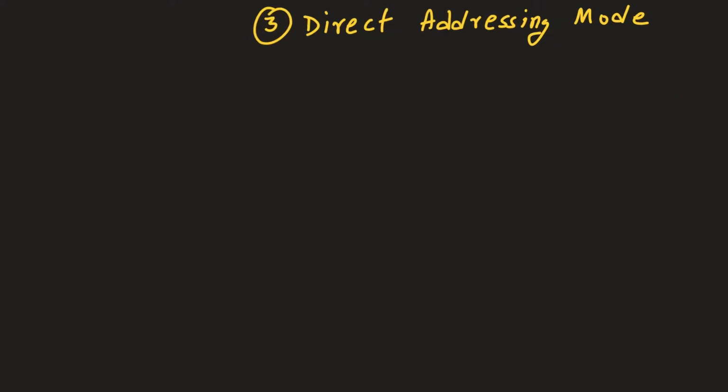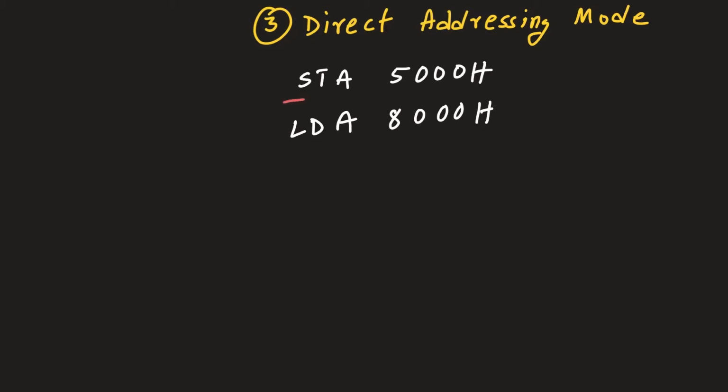The third addressing mode is direct addressing mode. In this addressing mode, the address of the data is given in the instruction. These are 2 examples of direct addressing mode where the address of the data is mentioned inside the instruction.